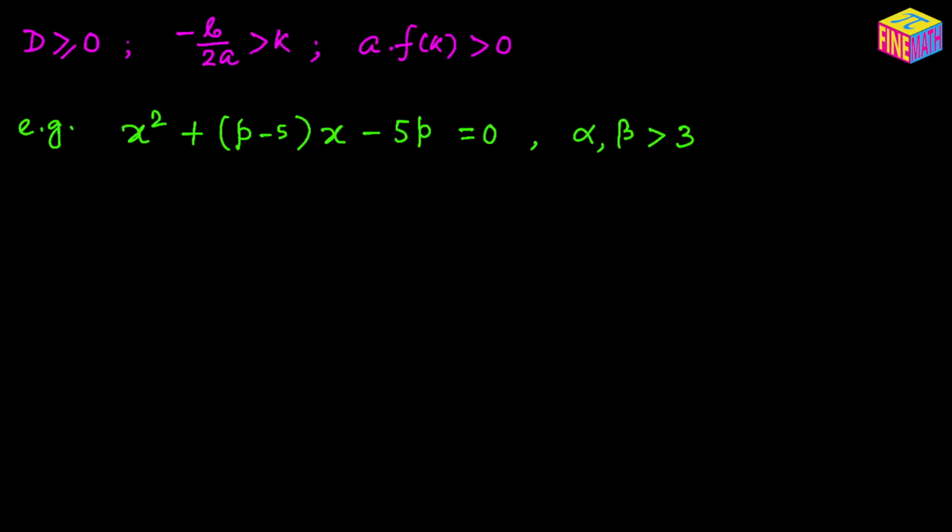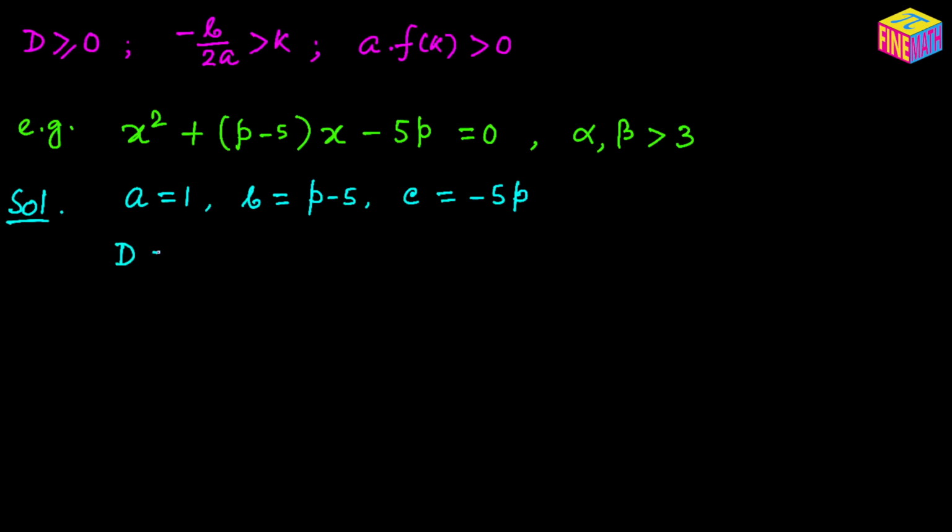The first condition is that the discriminant must be greater than or equal to 0. So what is the discriminant in this example? Well, the discriminant is b squared minus 4 times a times c. So that's b squared minus 4ac. Now what is b in this equation? Let's make a quick note here. For this quadratic equation, a, the leading coefficient, is actually 1, and b is actually p minus 5. And what is c? c is actually negative 5 times p.